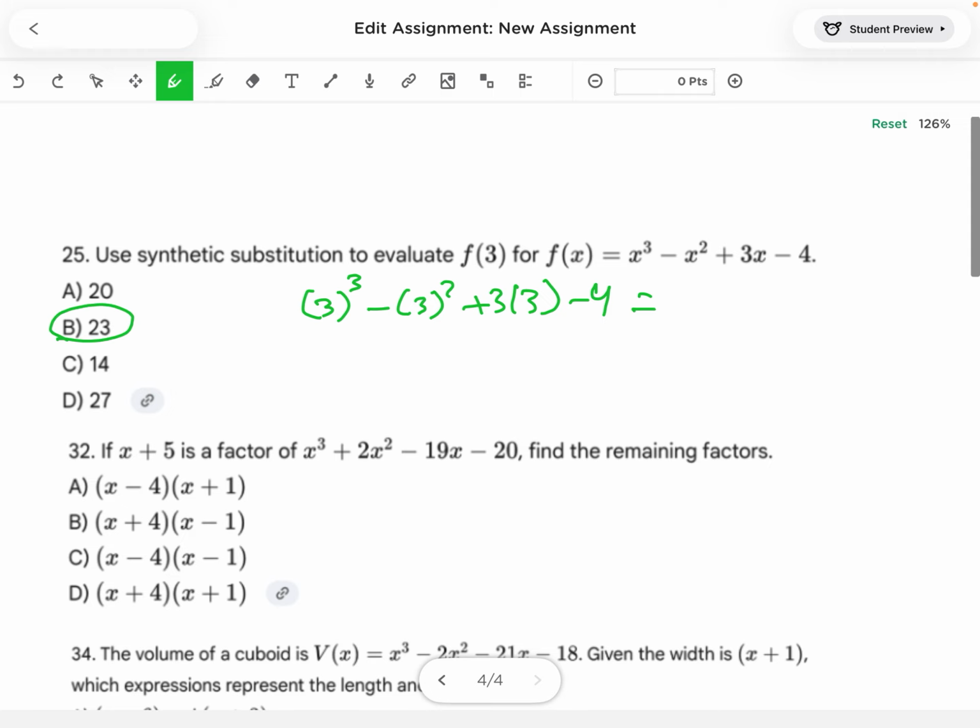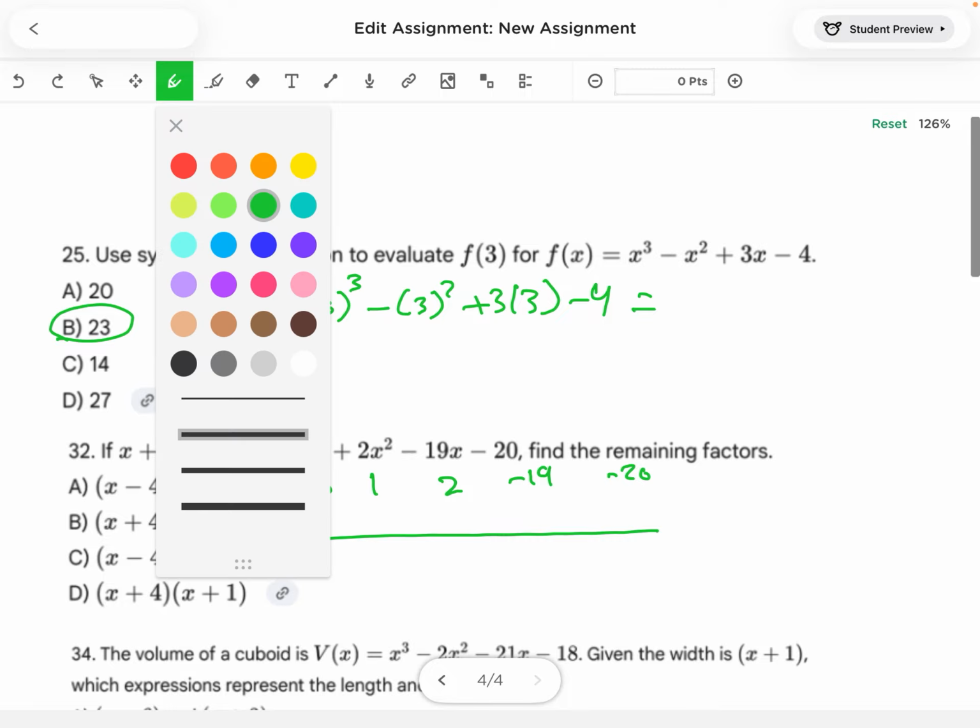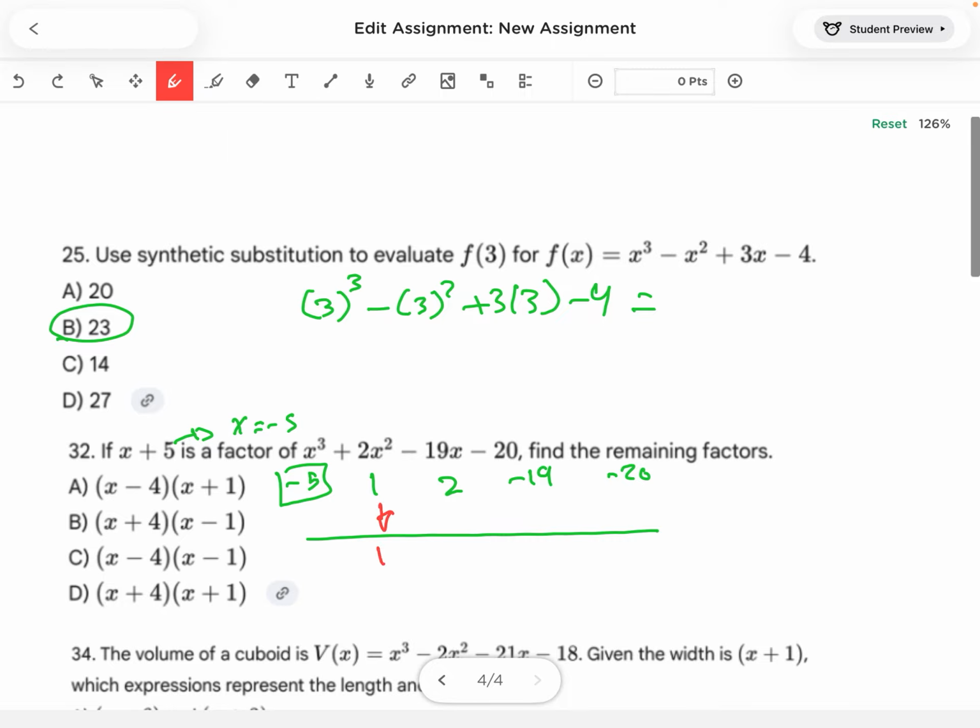Question number 32. If x plus 5 is a factor of the expression, find the remaining factors. We have to use synthetic division. Switch the sign. Negative 5 in the box. You have 1, 2, negative 19, negative 20. Move this one down and multiply. Negative 5 by 1 is negative 5. Add them, negative 3. Negative 5 by negative 3 is 15. Add them. Negative 4 by negative 5 is 20. The remainder should be 0.